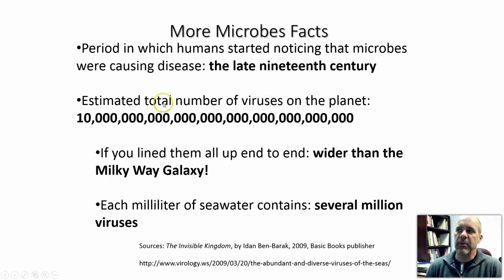All right, here's a crazy number: the total number of viruses on the planet. That's a 1 with 20-something zeros after it. Viruses are by far the smallest microbes, much smaller even than bacteria. Bacteria would be your next smallest on the list. The current estimate is, and again, nobody knows for sure, 1 with 20-something zeros after it. And if you could line them all up end to end, they would be wider than the Milky Way galaxy that our solar system exists in.